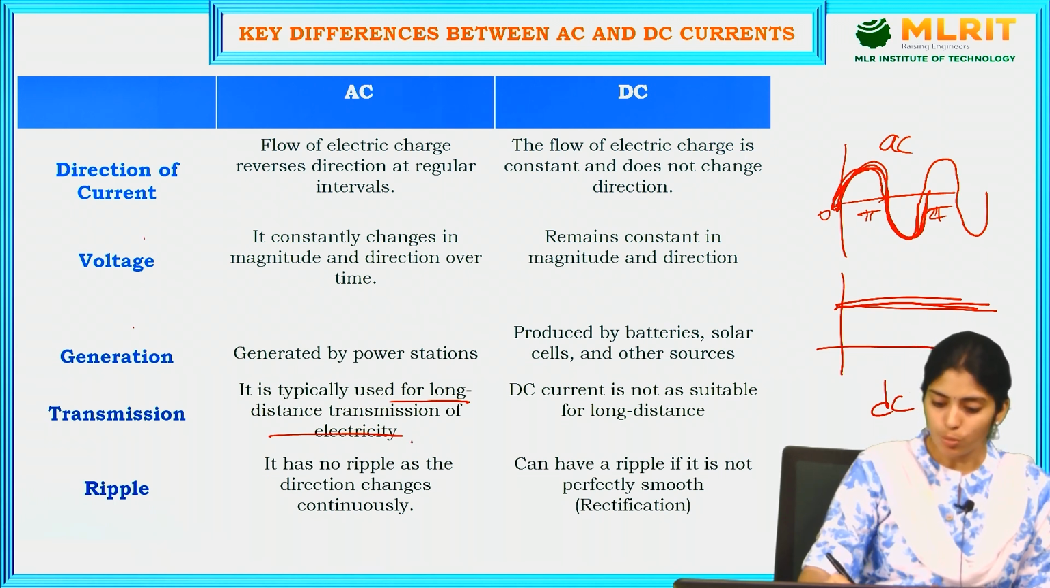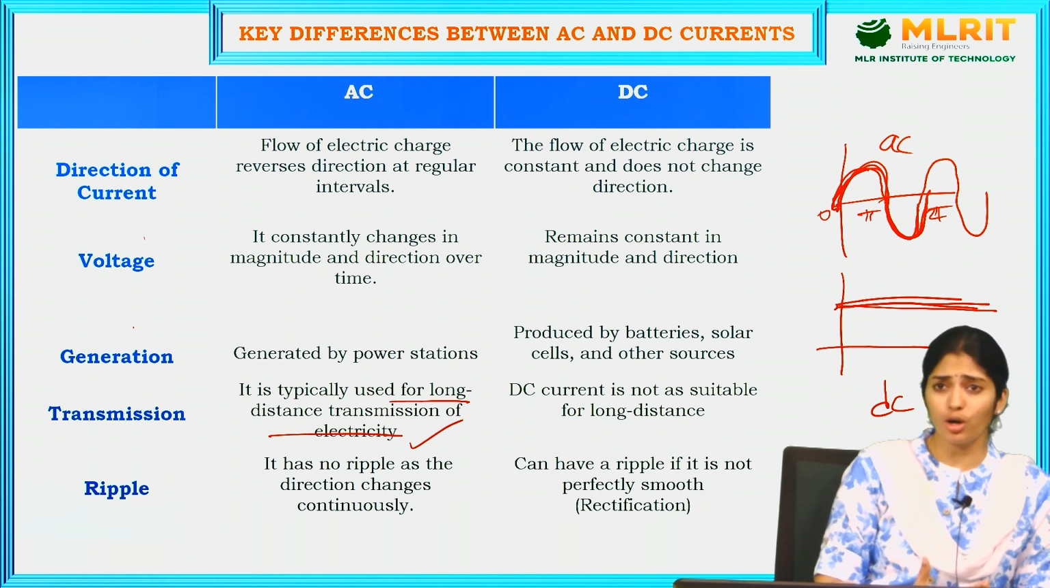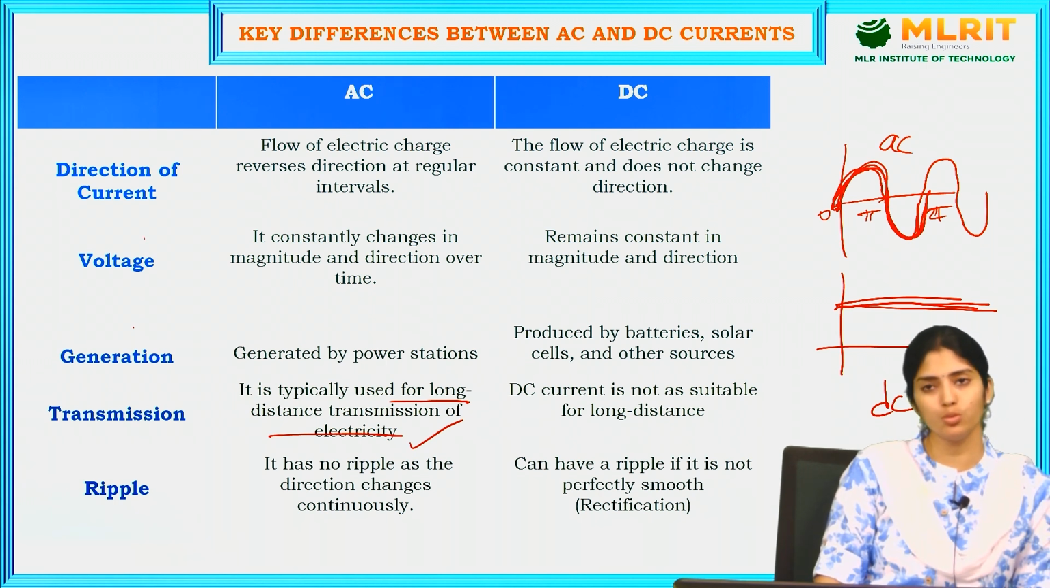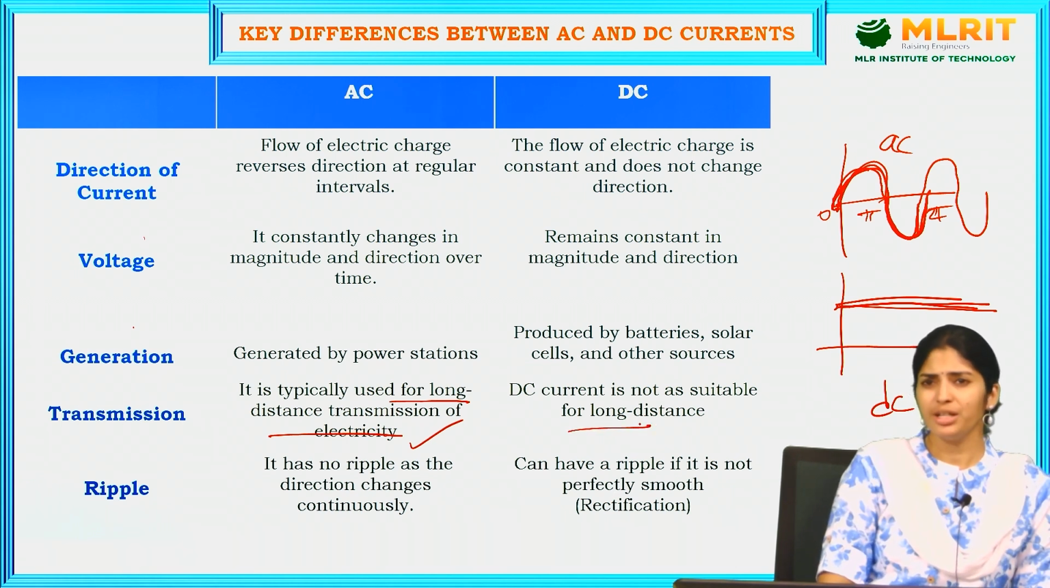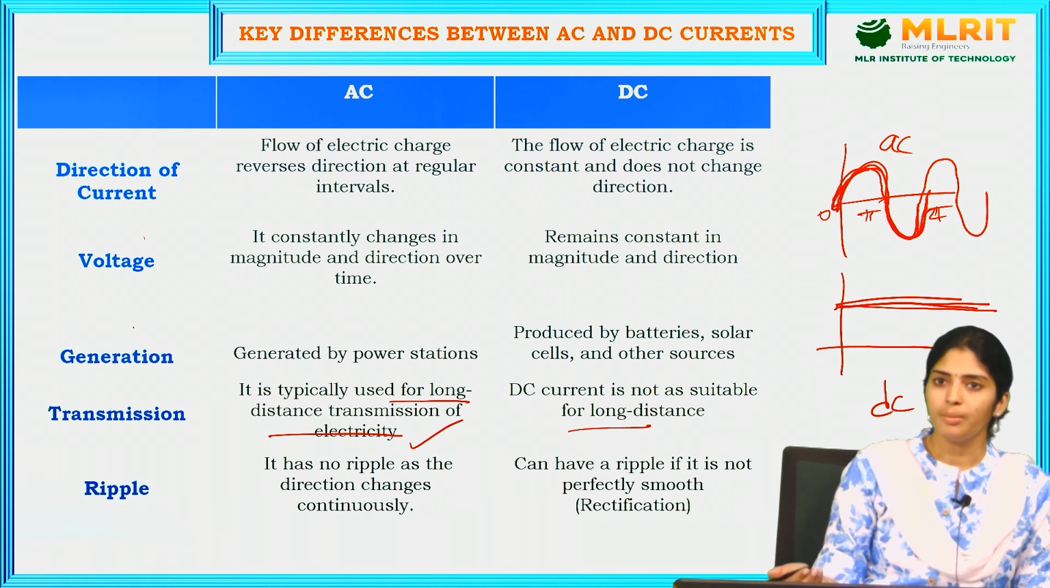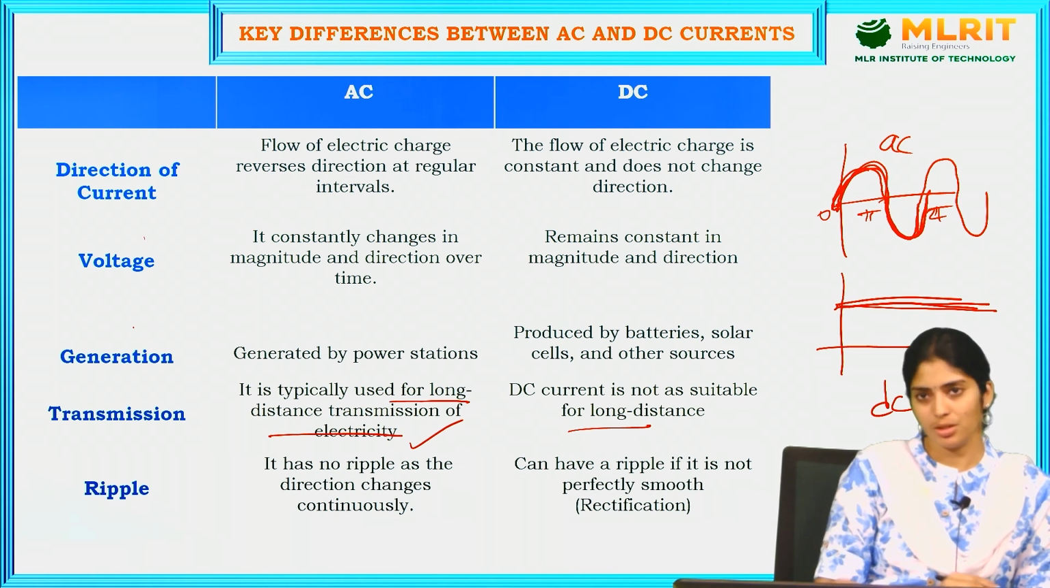So AC is more preferably used, and for long distance transmission also AC is more preferred when compared to DC. And DC is not suitable for long distances. Anyway, nowadays high voltage DC transmission is also going on, but when compared to AC, DC is not that flexible and not that safe either.